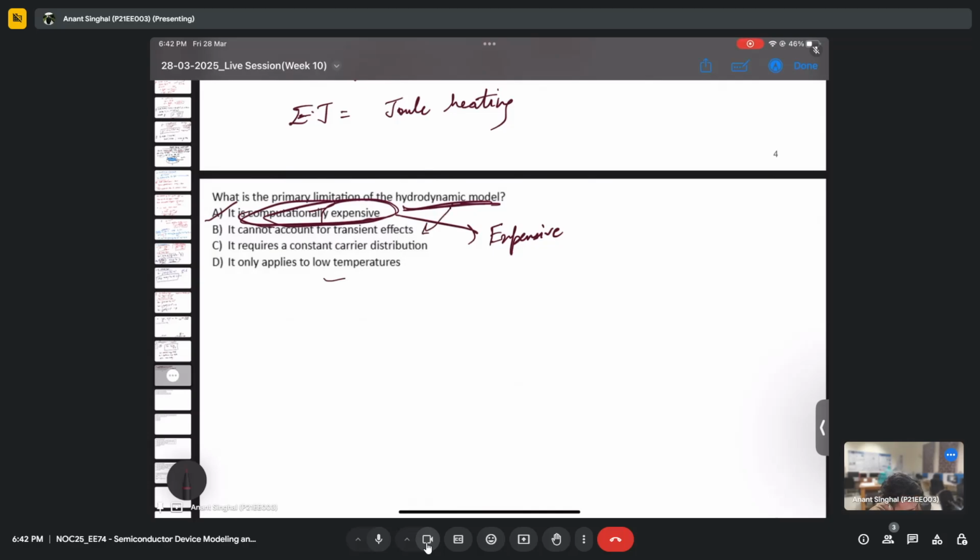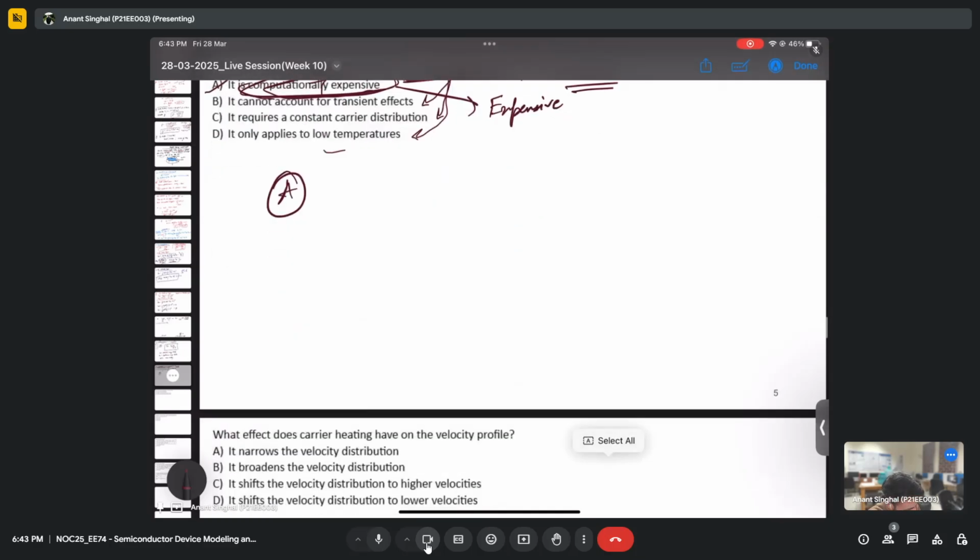It also accounts for transient effects. It does not assume a constant carrier distribution. So even if you want different distributions such as Gaussian or linear, you might have seen in the TCAD that if you want a different distribution, you need to apply this hydrodynamic model to get the correct ID-VG or ID-VD characteristics, and it is applicable for any temperature. It involves a separate thermal model in TCAD to achieve the simulation for high temperatures also. So for this, option A will be the correct answer, that it is very computationally expensive.